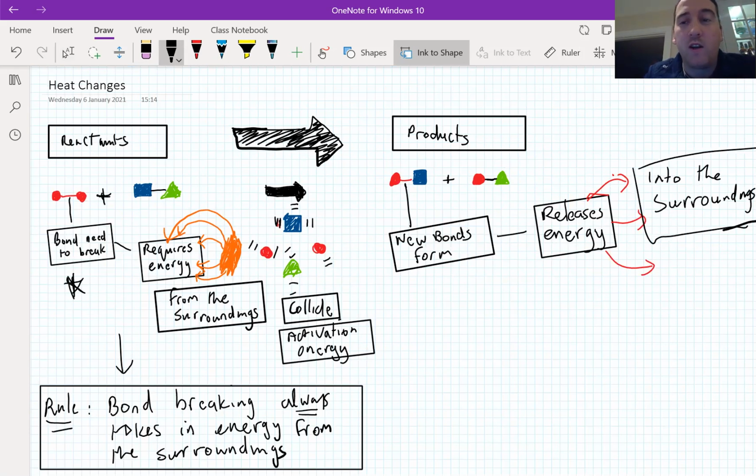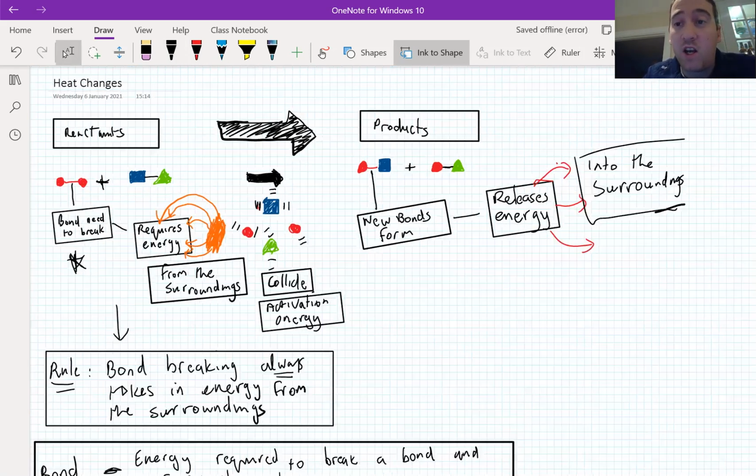So how much energy is released? Well, that's going to depend on what type of bond is being made. The atoms that are being joined and the bond that's being made between them. It's going to be a different amount for different substances or different bonds. And it's going to be the bond energy again.